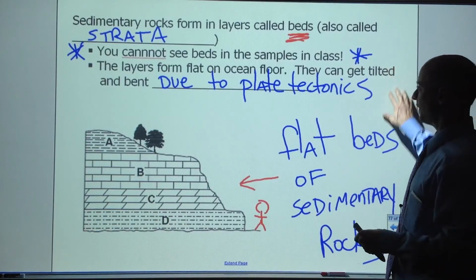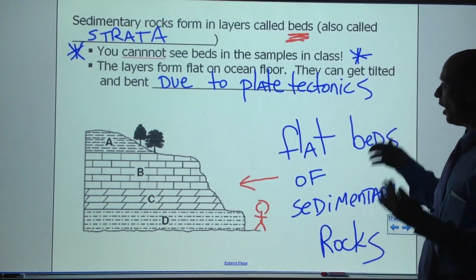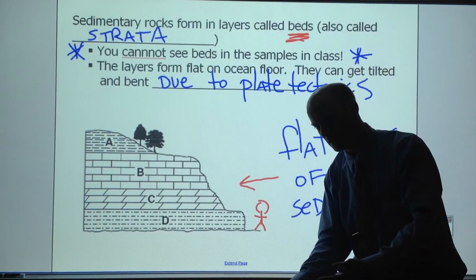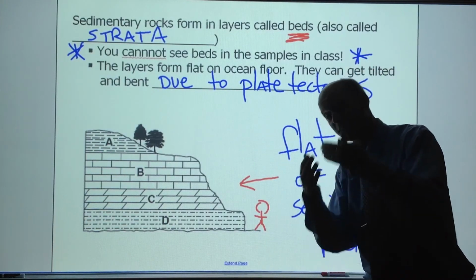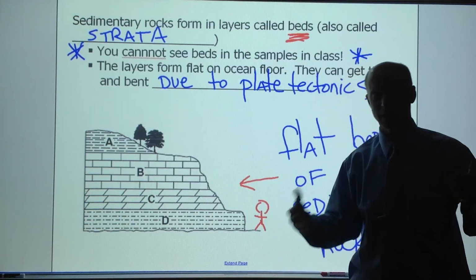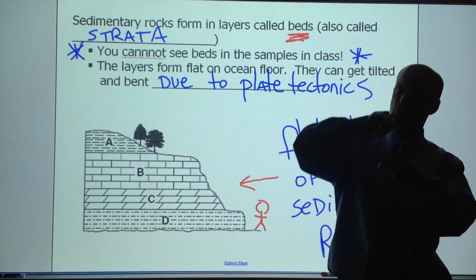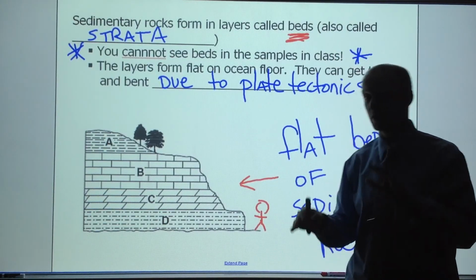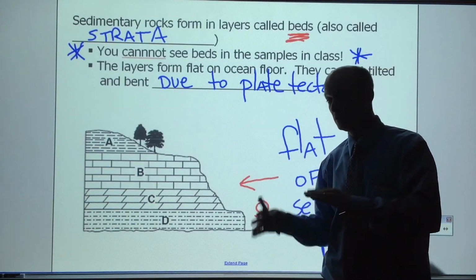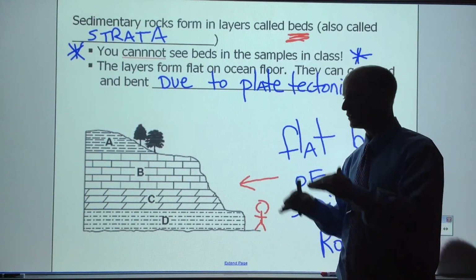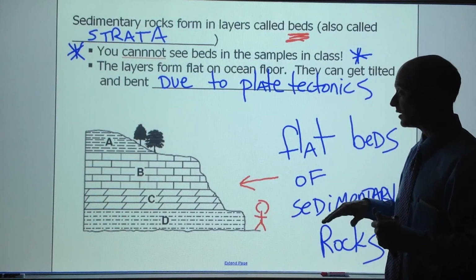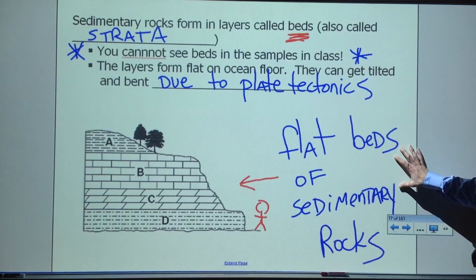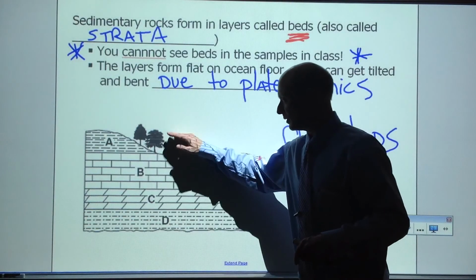The layers form flat on the ocean floor, and they often get tilted and bent due to plate tectonics. So they form underneath the ocean, and then they get buried, so they're pretty far down. It's plate tectonics, the plates interacting, moving together, and pushing some up. That's how it ends up being at the top of a mountain, or at least not underneath the ocean anymore. So there's usually some movement due to the plates shifting or faults that will change those rock layers. In this case here, and here's Fred again, we see flat beds of sedimentary rock, and they're labeled A, B, C, and D.